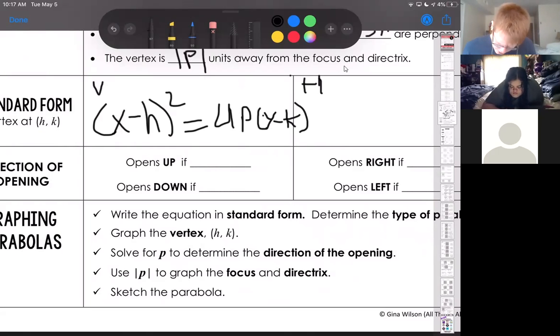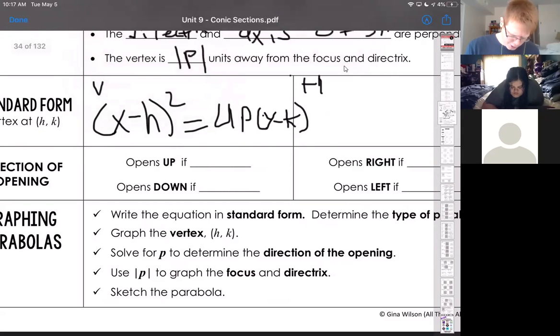Stylus is starting to break. Let's see, hopefully it lasts the year.